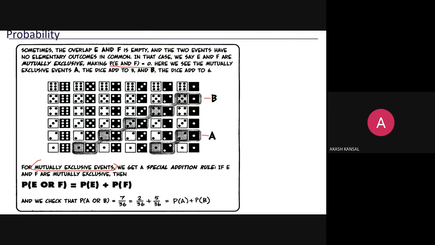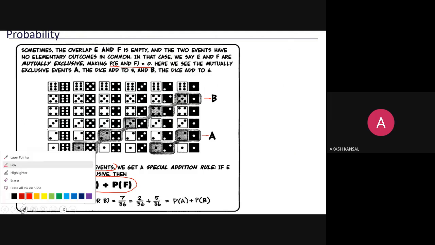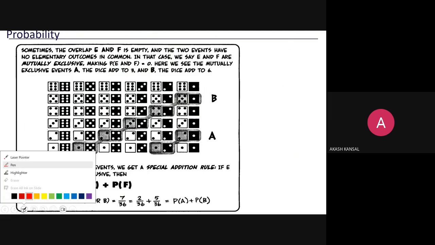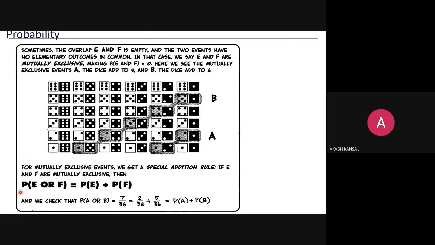So in that case, the equation modifies to probability of E or F is equal to probability of E plus probability of F. Also, we can check here that probability of A or B will be 7 by 36. How? Probability of A is 2 by 36, and probability of B is 5 by 36.